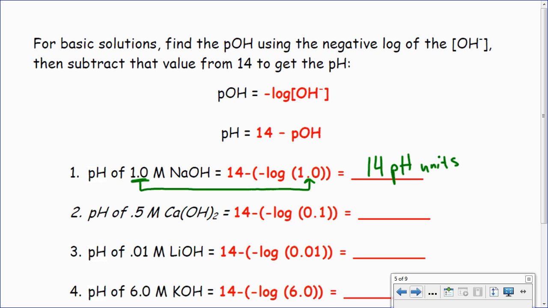Okay. This next one has got a typo in it. I'll have to fix it for next time around. The other ones are correct, though. You know, you do negative log of 0.01, and you take 14 minus the answer, and you get a pH of 12. Okay, so that's the mathematical foundation of the pH scale.